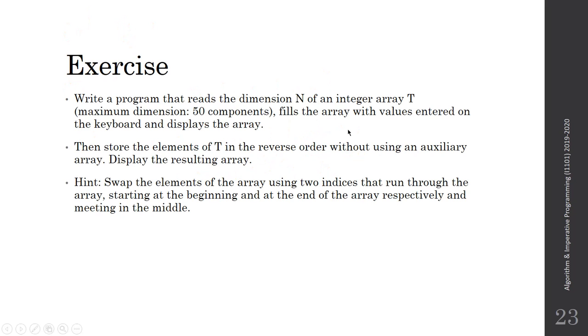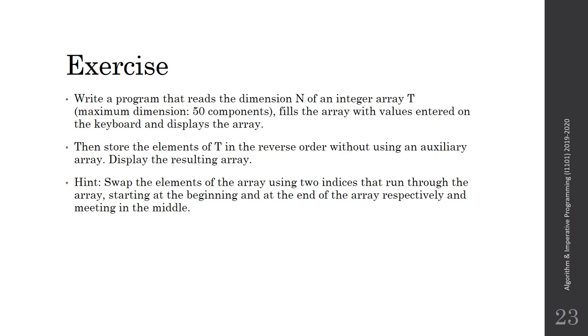So let's move to another exercise. Here we have to write a program that reads the dimension n of an array. Again, the maximum dimension is equal to 50, and then we need to fill the array with the values entered on the keyboard and display the array. This is done, so we will not repeat it. Then we need to store the elements of t in the reverse order without using an auxiliary array, and then display the array.